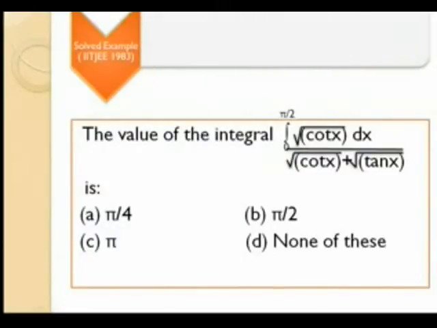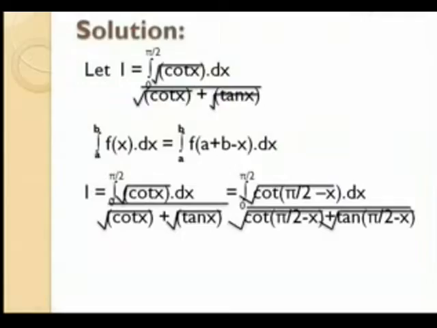This problem appeared in 1983, and it says that the value of the integral of under root of cot x divided by under root of cot x plus under root of tan x from 0 to pi by 2 is, option number A is pi by 4, option number B is pi by 2, option number C is pi, and option number D is none of these. So in this problem we have to integrate this expression from 0 to pi by 2, and we have been given the 4 options. So let us say that I is equal to under root of cot x divided by under root of cot x plus under root of tan x from 0 to pi by 2.